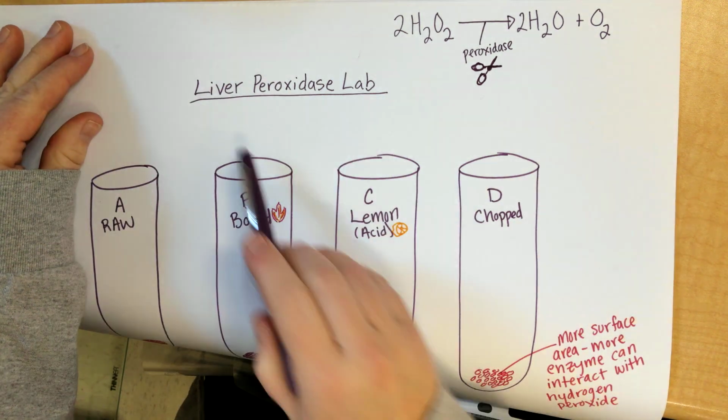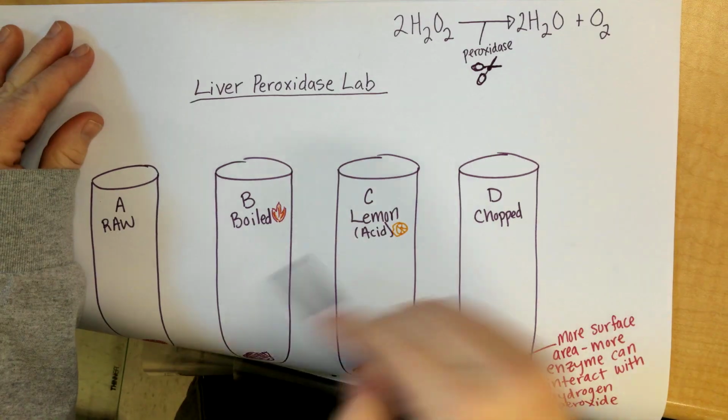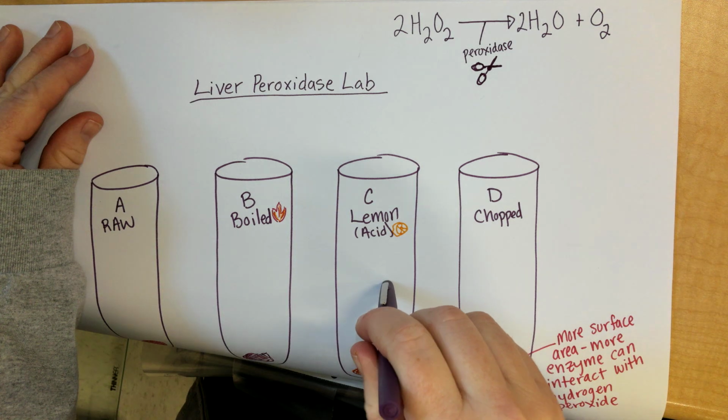This is Mrs. Schramm, and today we're going to go over the liver peroxidase lab results. This is the average from my two classes, period 1 and period 3.